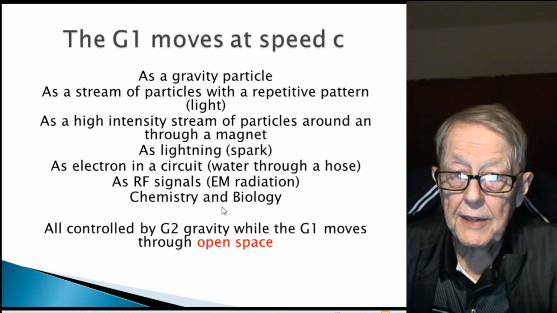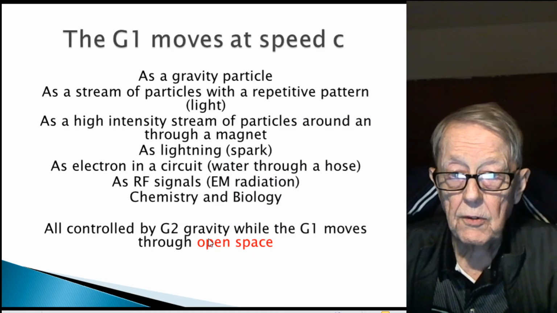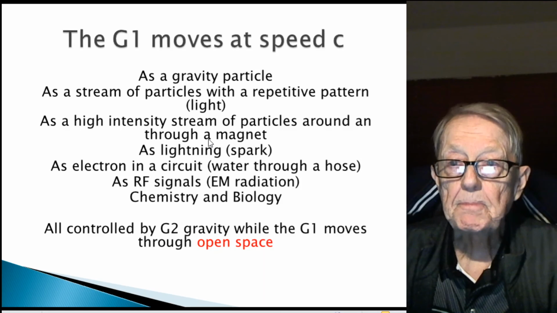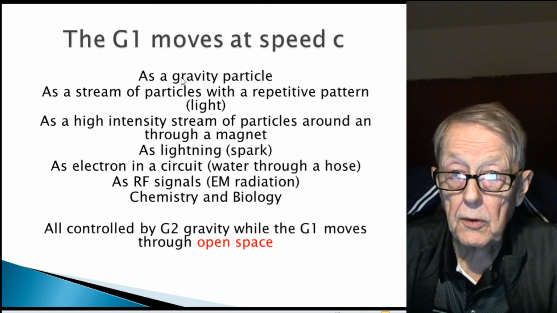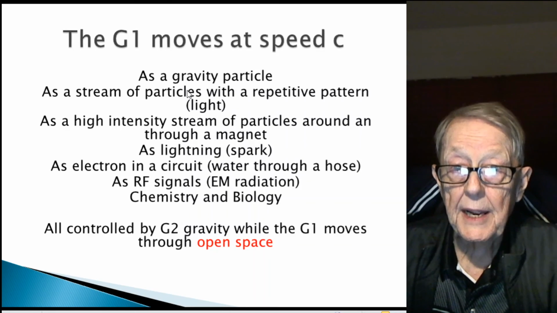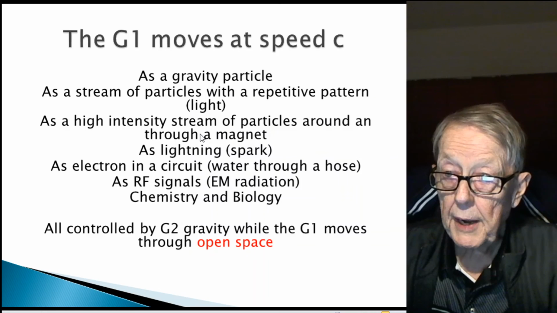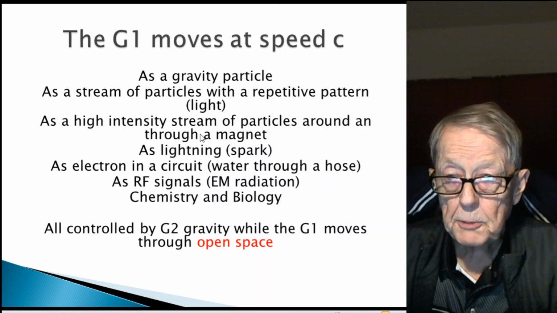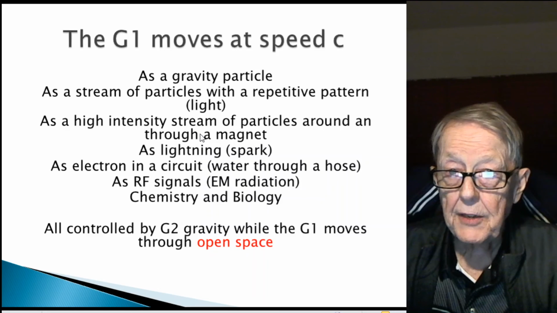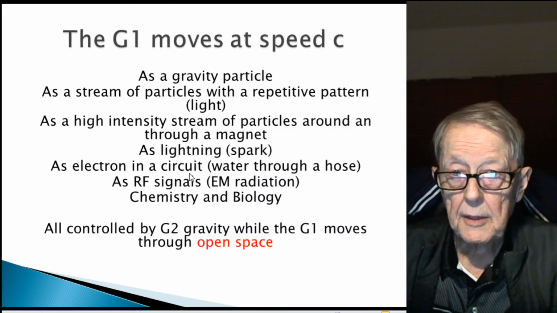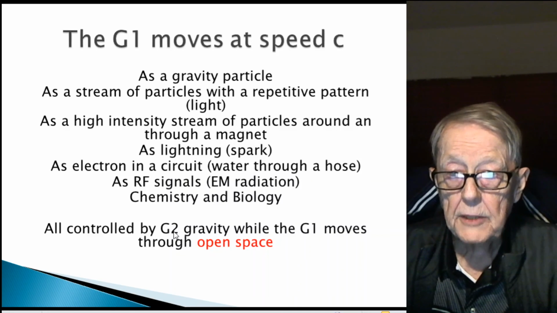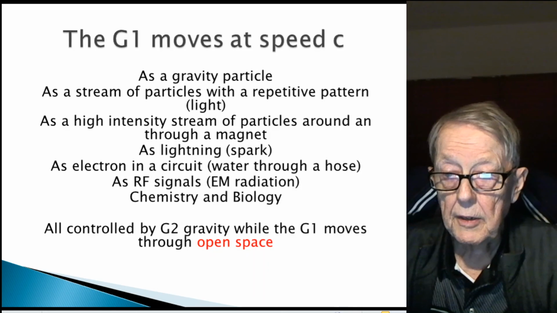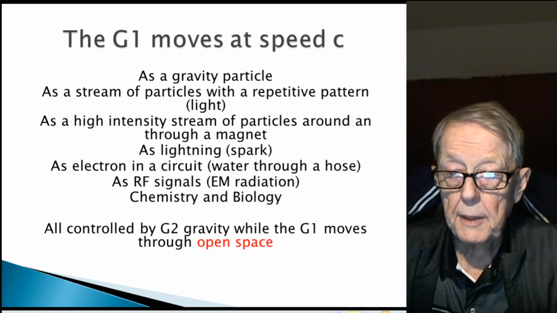G1 is all of these things, and all of these are controlled by G2 gravity while the G1 moves through open space. Now, you can clearly understand the particle moving as gravity through open space, and light through a magnet. Yeah, there's a lot of open space in a magnet, and the G1 is guided through the magnet. And through the circuit, through a copper wire, it's guided through the copper wire by the G2. And they're all moving, in principle, through open space.